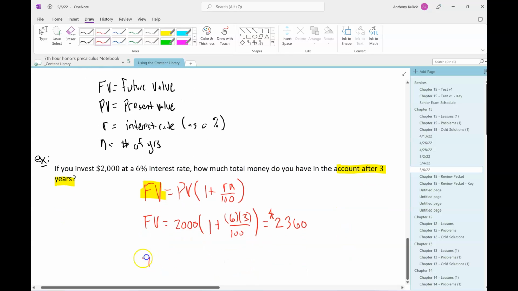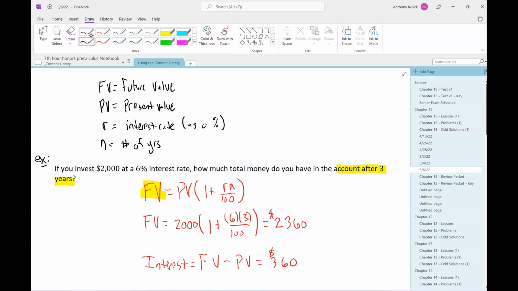So how much interest did you earn? Yeah, because we just take the future value and subtract the present value. So you made $360. Cool.